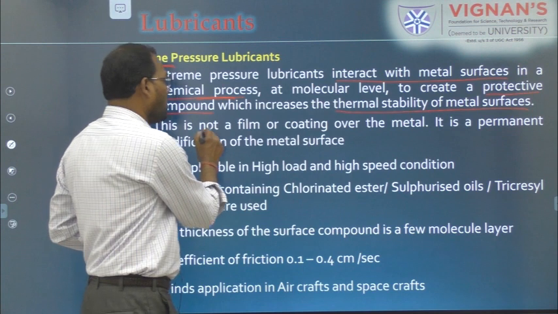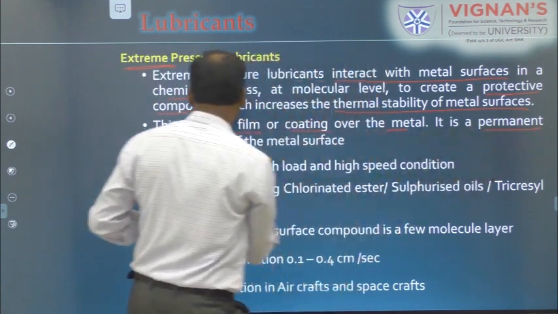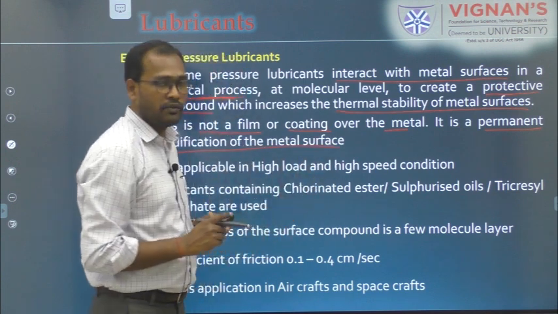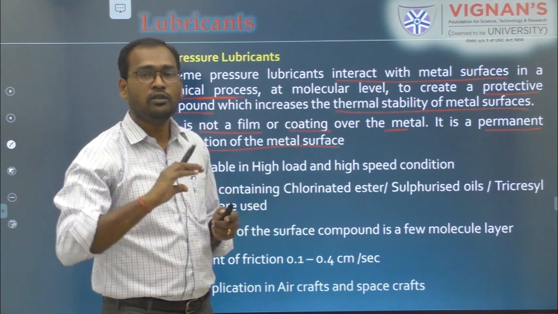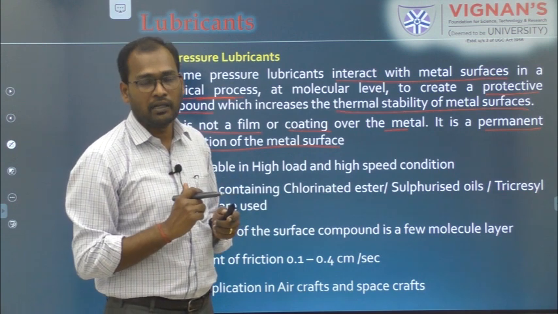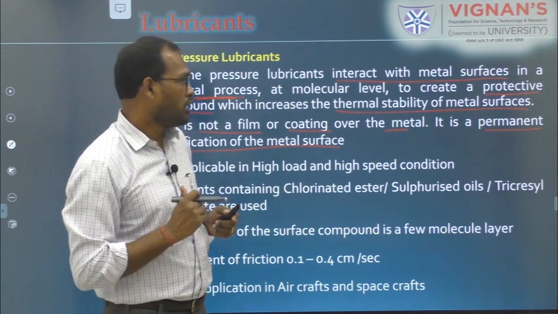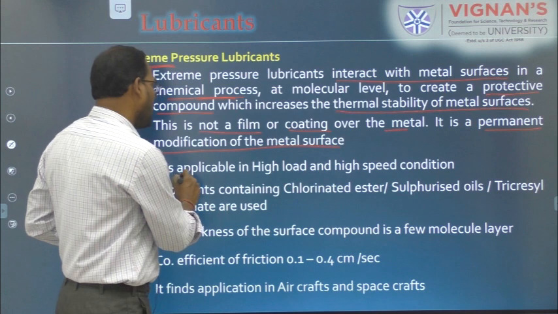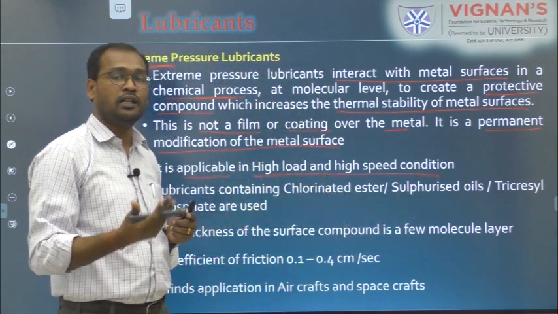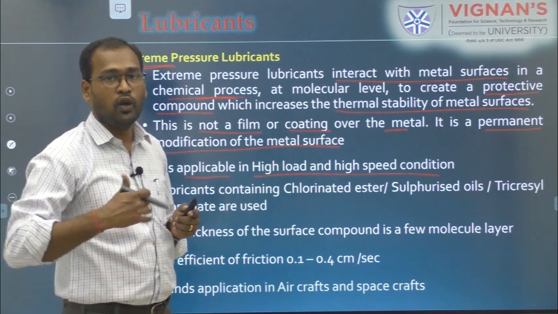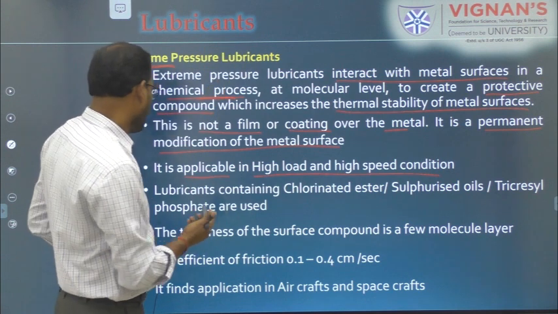Okay, so this is not a film or a coating over the metal, it forms a permanent modification on the metal surface. Since it is going to react with the metal, you are going to alter the surface of the metal, and this alteration is going to give you the lubricating property. Okay, and it's applicable in high load and high speed conditions. You can use it at a very high speed, or even if the load is very high, you can use these extreme pressure lubricants, right.